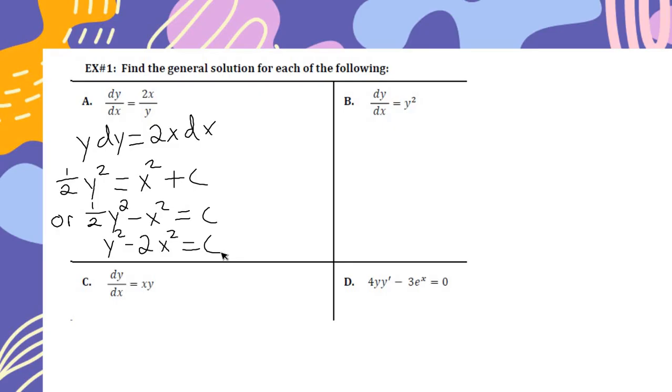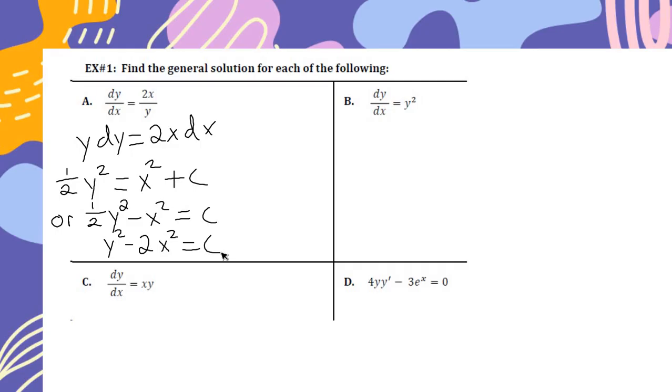Now, again, for your response question, you're fine to leave it like this. Unless it said in terms of y, then you would need to solve for y. This one is a weird one to solve for y because you're going to end up with a plus or minus and a square root. So usually they want to do that. More often than not, you're going to see it written in conic section standard form.